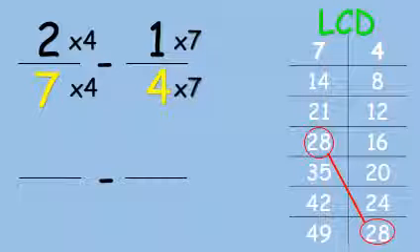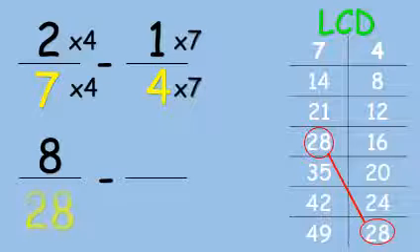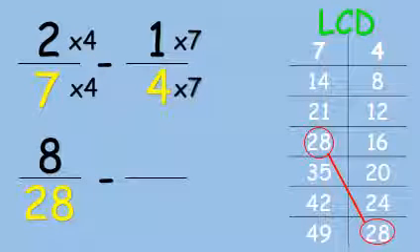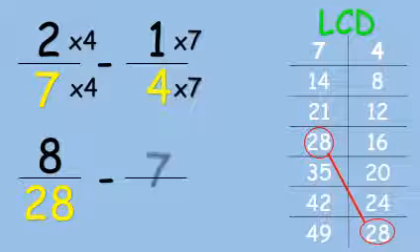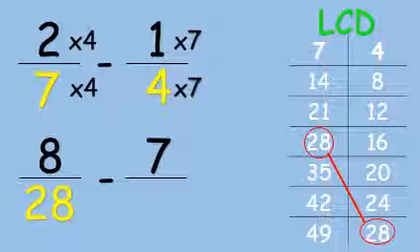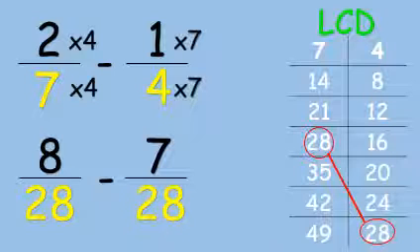We are almost done. Now it's time to multiply your fractions out. 2 times 4 equals 8. 7 times 4 equals 28. 1 times 7 equals 7. 4 times 7 equals 28. Very good.